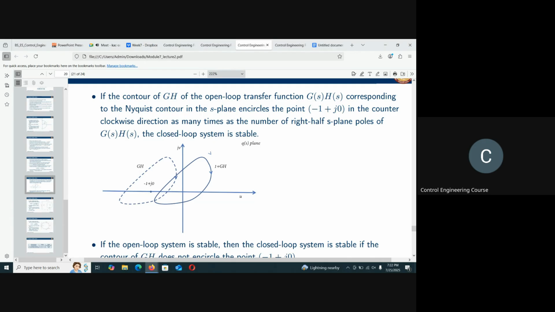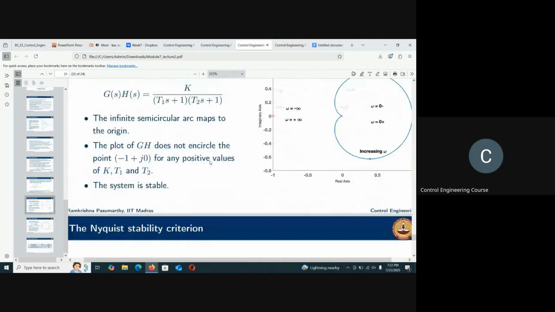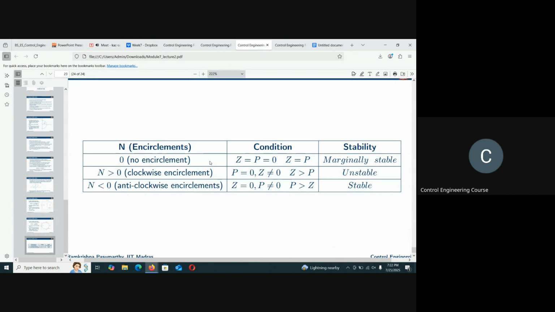I will teach you how to draw Nyquist plots and check after you let me know. For now, understand this result: what a Nyquist plot is and how it is important in determining stability.